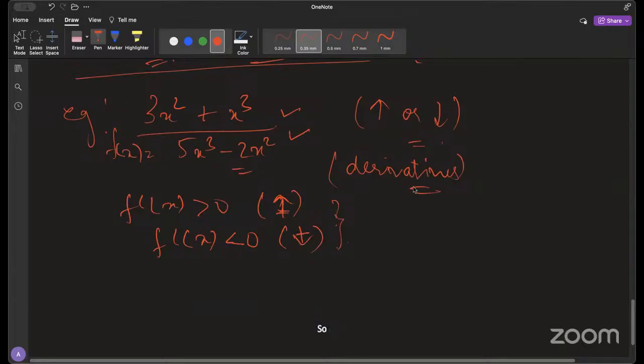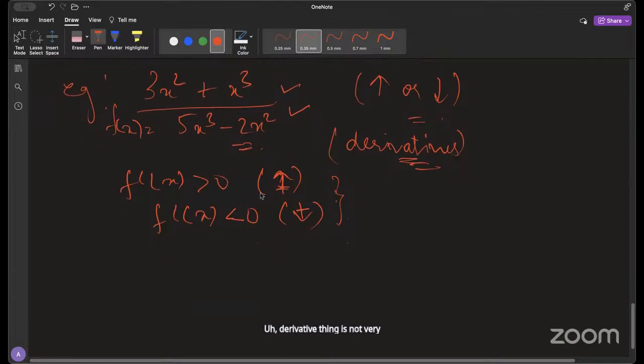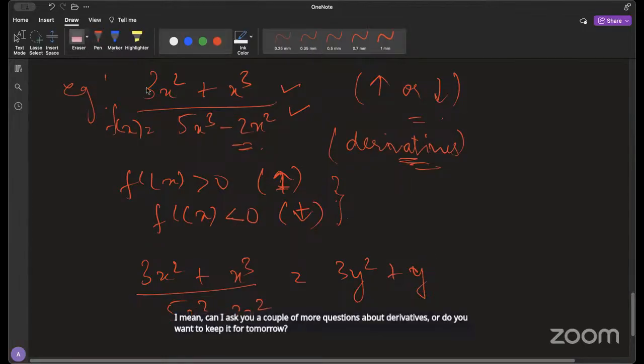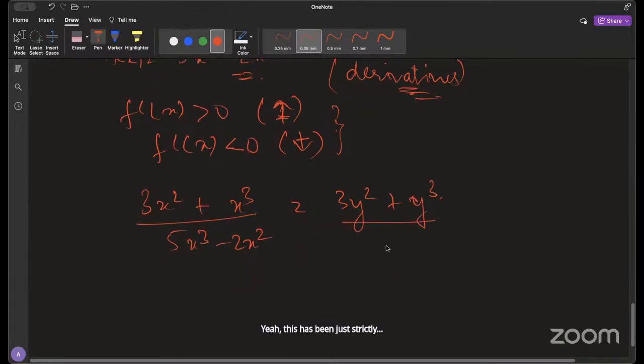So one way is to do this, but this derivative approach is not very easy here either. It will take time, and the definition will take time. I mean, can I ask you a couple more questions about derivatives, or do we want to keep it for tomorrow? Yeah, if you can, just quickly.